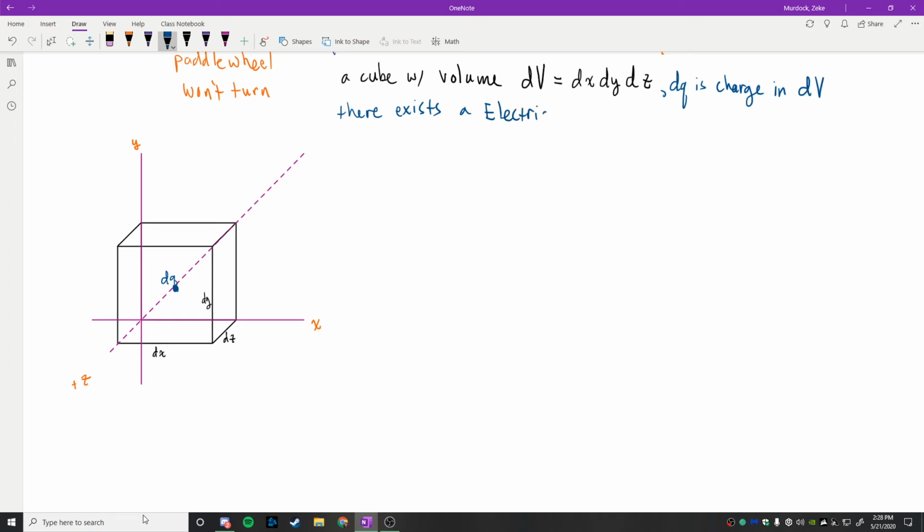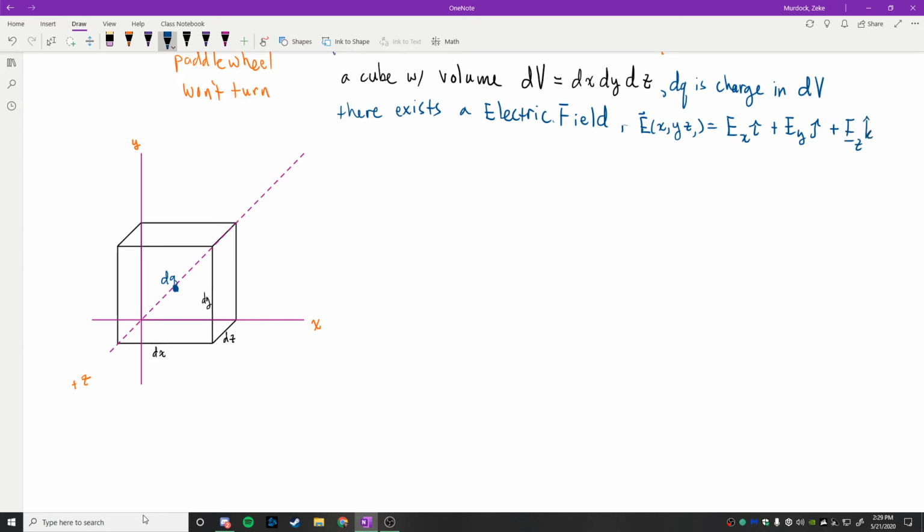This really doesn't have to be an electric field, but we're going to use it at the end anyway, so we'll make it electric. There's an electric field that can be described in the following way. It's a function of x, y, and z, and it's basically just equal to the x component of the field multiplied by i hat, plus the y component of the field multiplied by j hat, and plus the z component of the electric field multiplied by k hat.